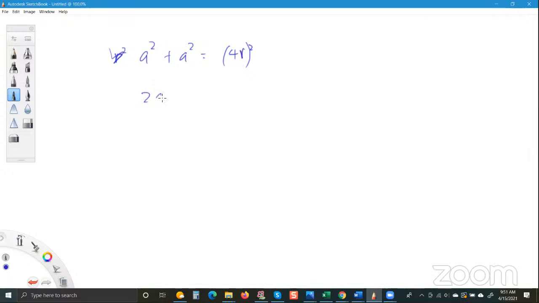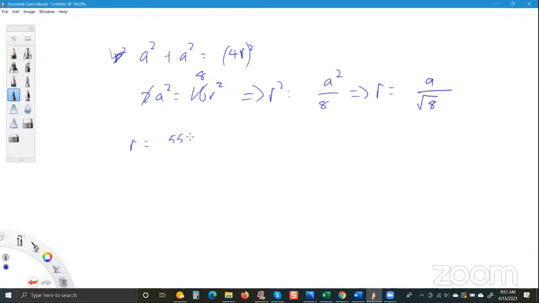And we can simplify this to get 2A squared is equal to 16R squared, which means that that cancels with that to give you 8, which means that R squared would be equal to A squared over 8, which means that R will be equal to A divided by the square root of 8. So when you plug in the values, A would be equal to 558.8 picometers divided by the square root of 8.